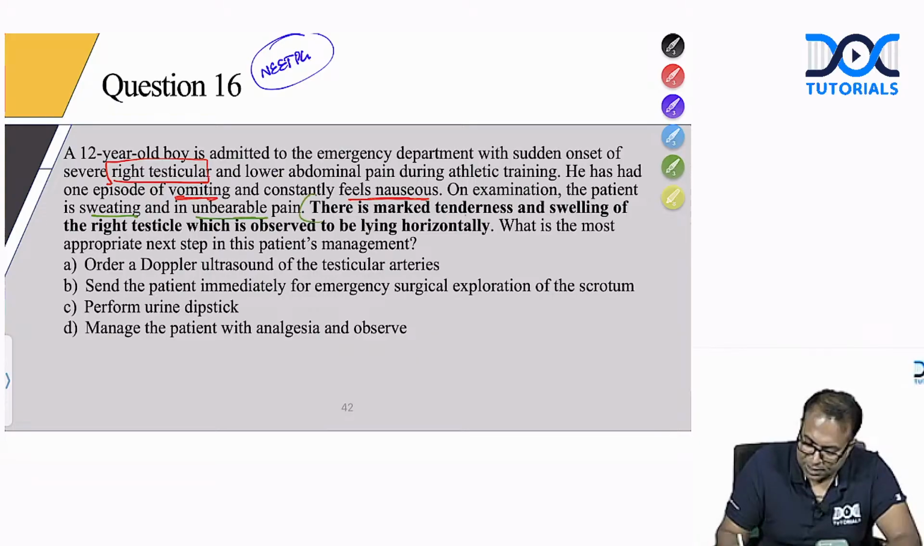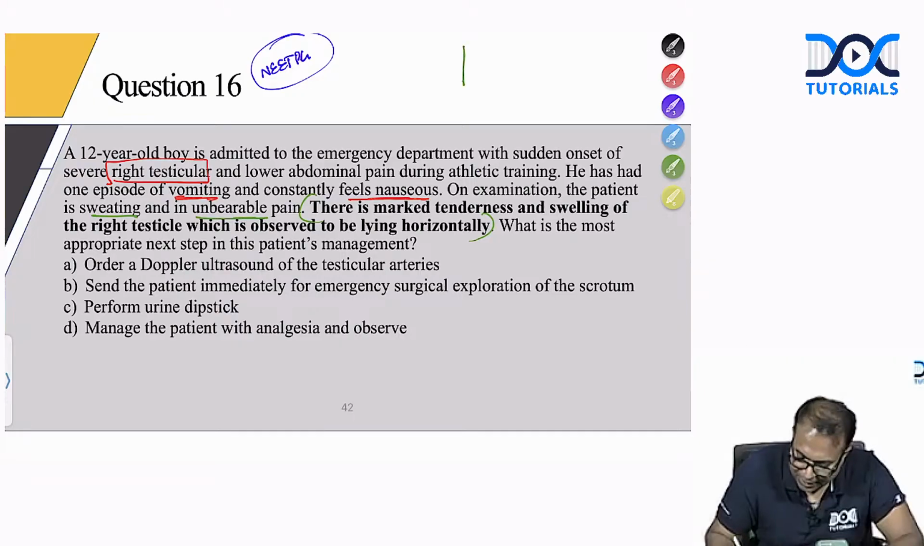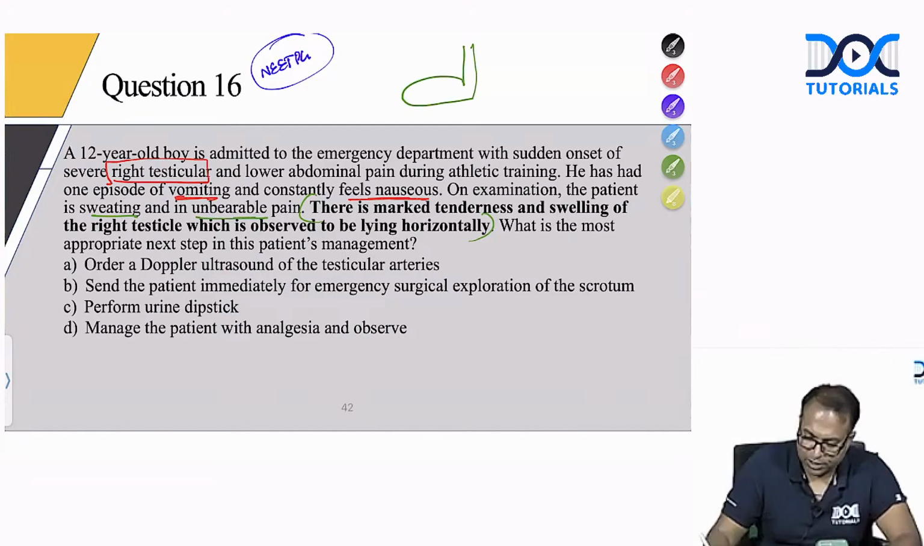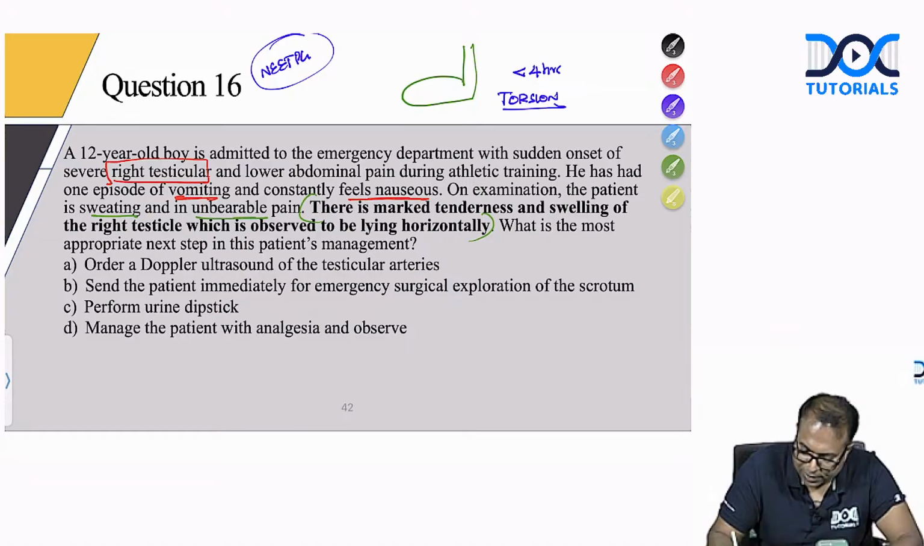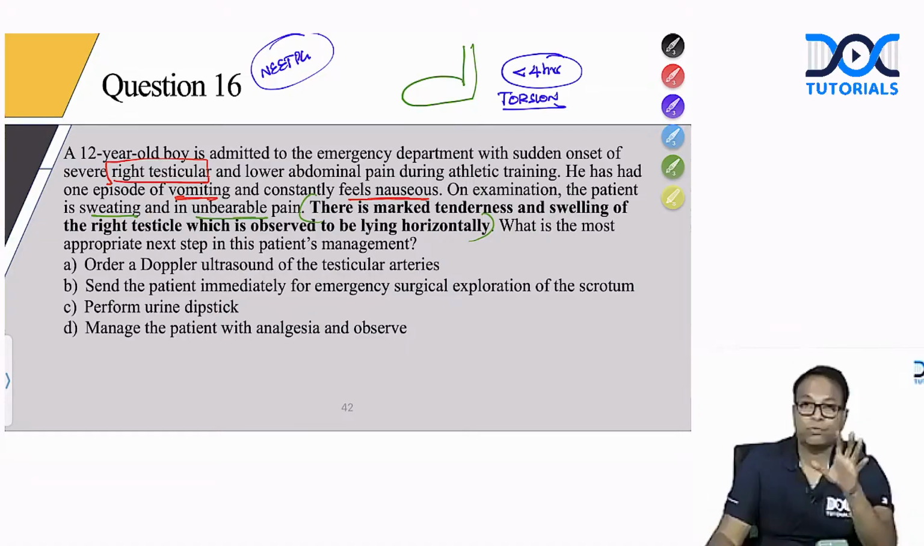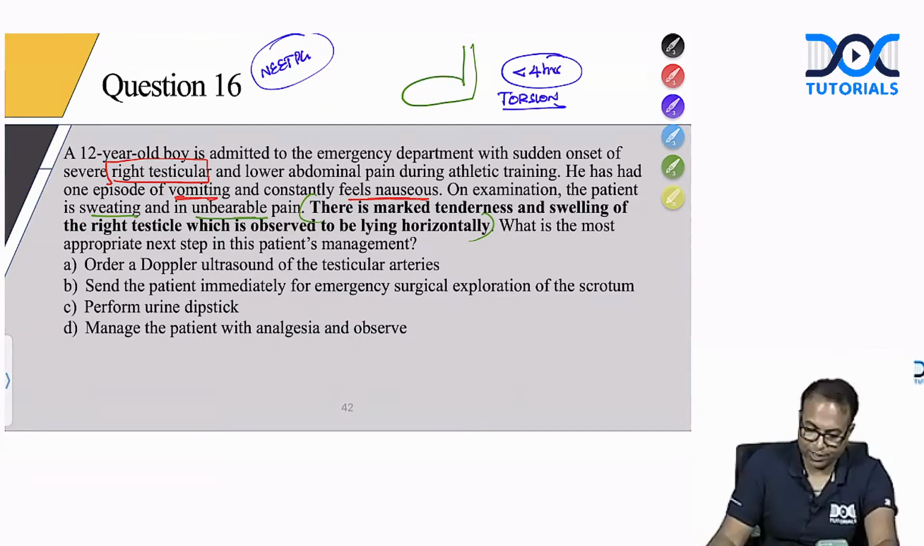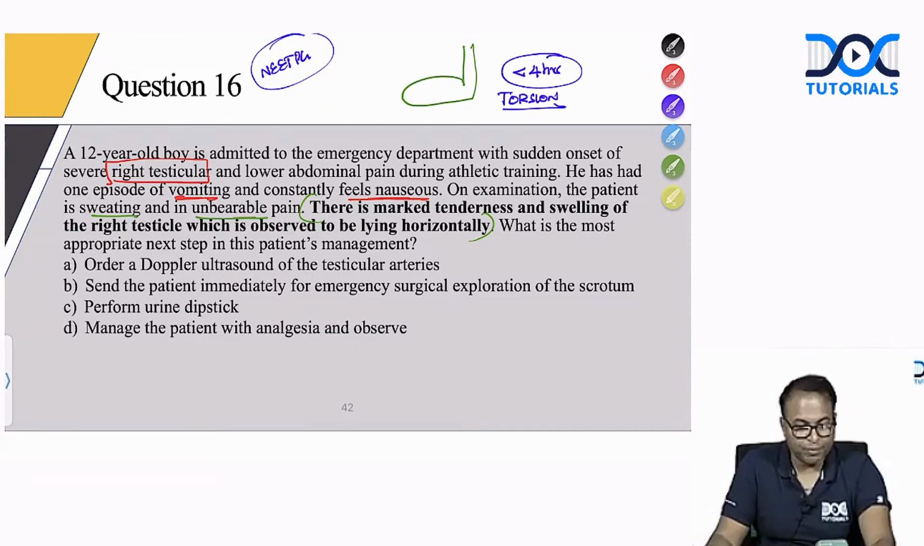There is marked tenderness and swelling in the right testicle, which is observed to be lying horizontally like this. What is the diagnosis? It's a case of torsion testis. Torsion testis should be operated on within 4 hours. If you operate within 4 hours, the testis is saved. Otherwise, the testis is gone. Don't forget this. Immediately you should operate within 4 hours.